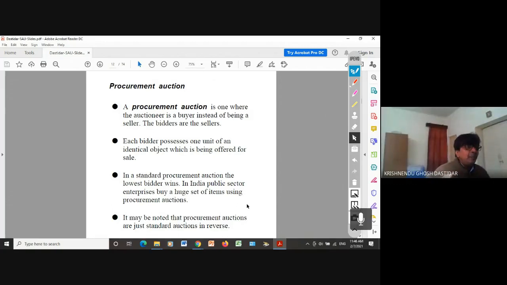Procurement auctions are nothing but standard auctions in reverse. Instead of the highest bidder winning, here the lowest bid wins, and the bidders are really sellers. So nothing really changes. It's a standard auction in reverse. And in India, public sector enterprises buy a huge set of items using procurement auctions every year, almost every month.